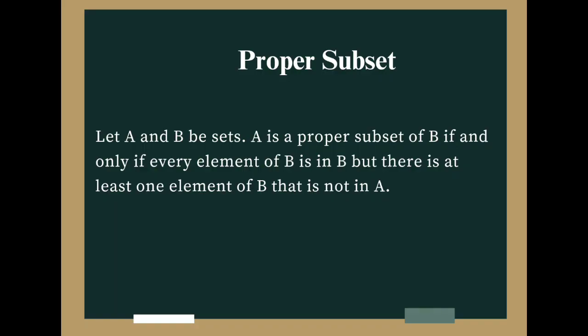Proper subset. Let A and B be sets. A is a proper subset of B if and only if every element of A is in B, but there is at least one element of B that is not in A.